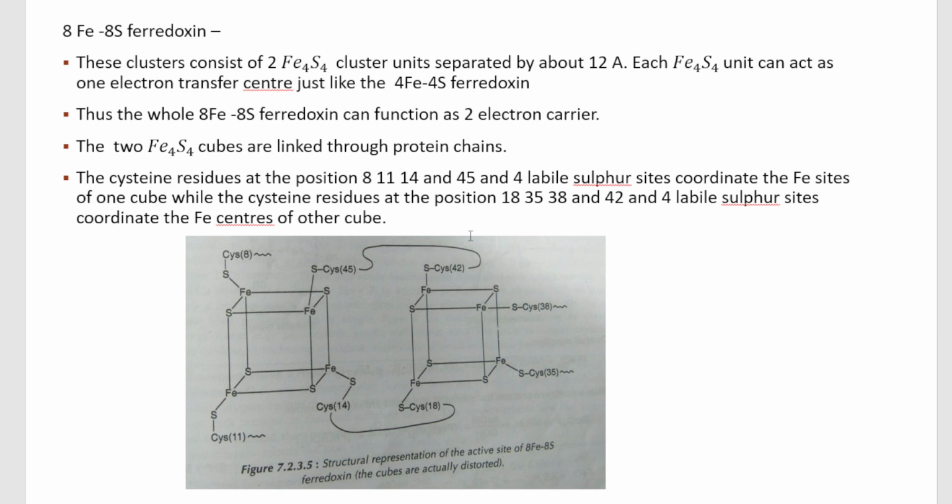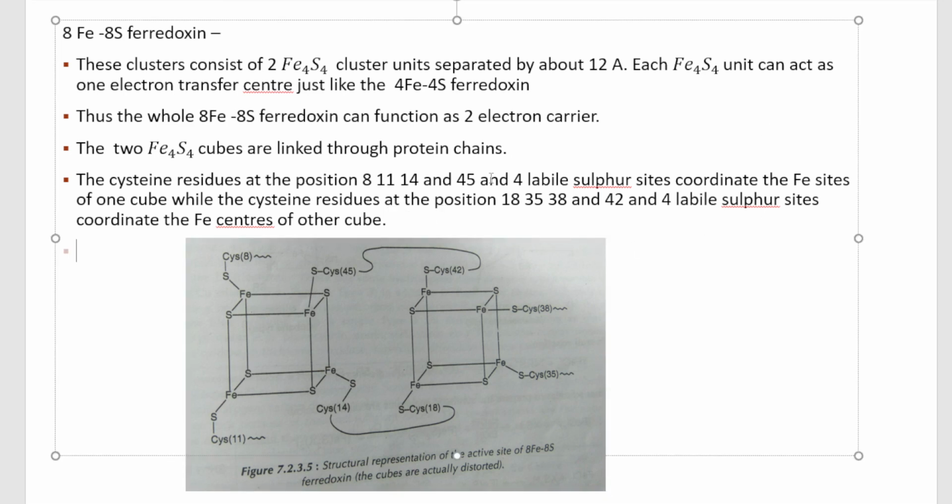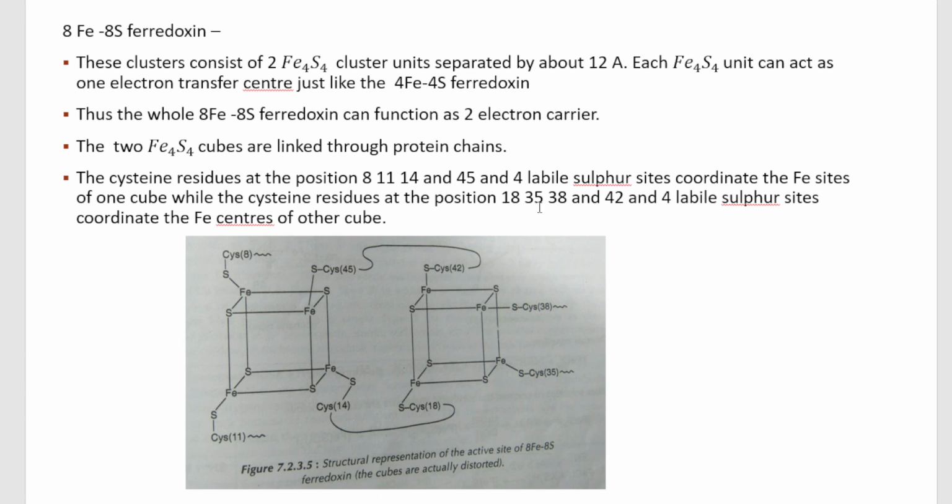And these two are linked by a protein chain, and the cysteine residues at positions 8, 11, 14 and 45, and 4 labile sulfur, are coordinated to the Fe sites of the one cubane. So you can see one cubane is connected to the cysteine sulfur as well as to 4 labile sulfurs. And also at positions 18, 35, 38 and 42 and 4 labile sulfur, they are coordinated to another iron center, and you can see both of these cubes are linked through a protein chain.